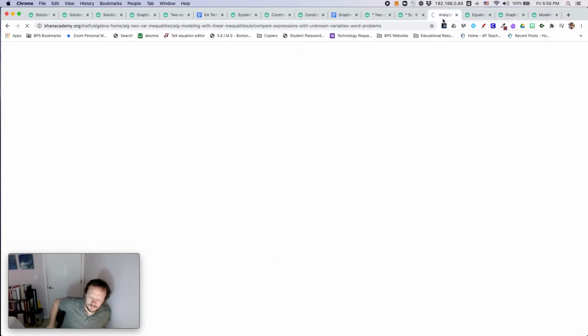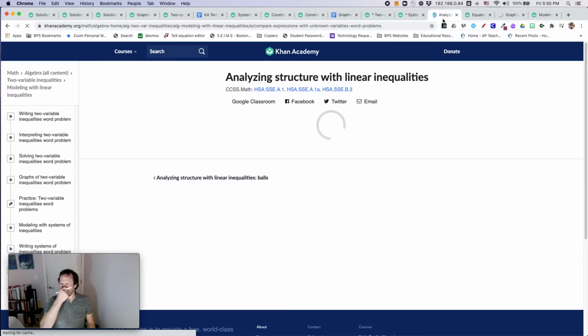Okay. We're getting there. 4 left. Computer's slowing down. Getting tired. Just going to get all these to load. Analyzing structure with linear inequalities. It's a good one.